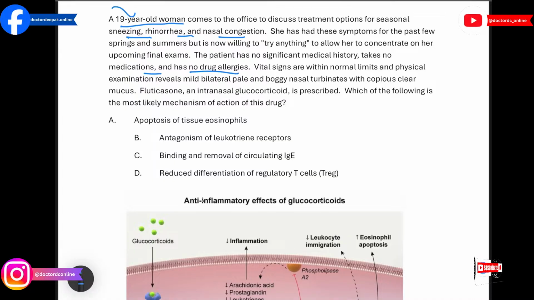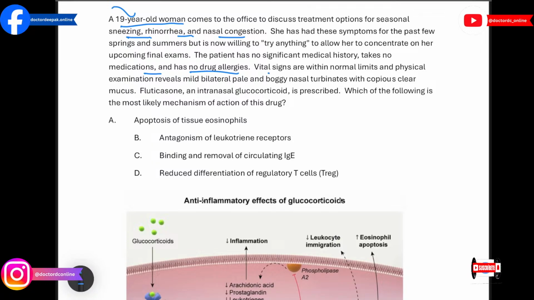First of all, the woman is so young, 19 years, just like a student, like you guys. And secondly, it is common that when exams are coming, students have stress, they also become ill, and get a seasonal fever or allergies.